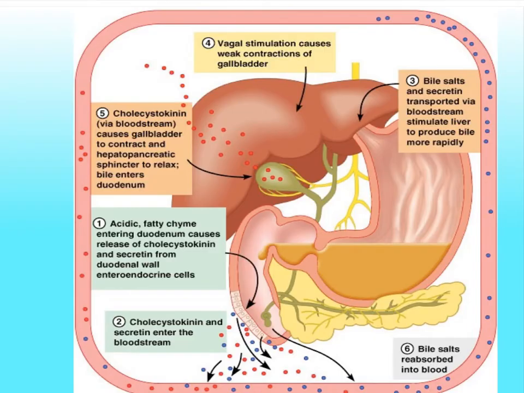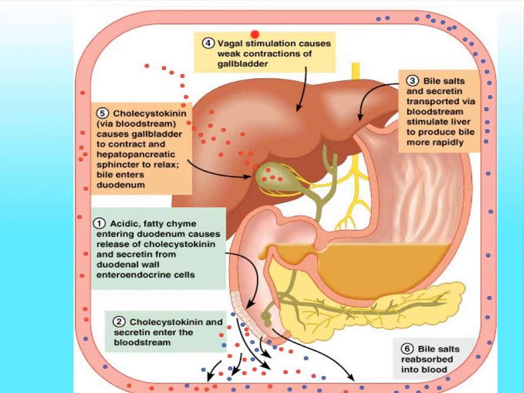Here we see a nice image that I've borrowed from one of Pearson's books, so thanks to Pearson Publishing Company for this illustration. And we can just go through the numbers systematically. So we have, first of all, arriving from the stomach, rather fatty chyme that's typically also acidic, because after all it's just visited the stomach. This is going to trigger the release of our two hormones, cholecystokinin and secretin.